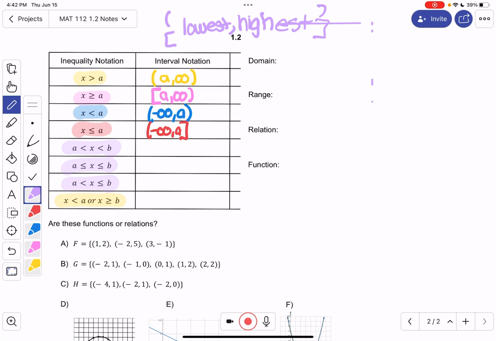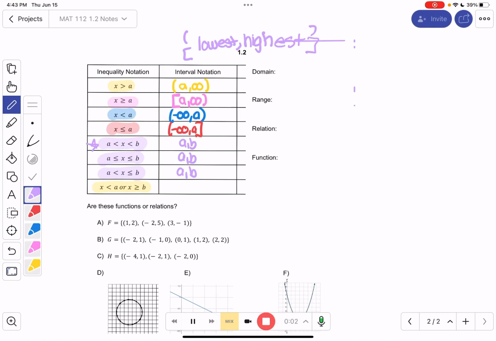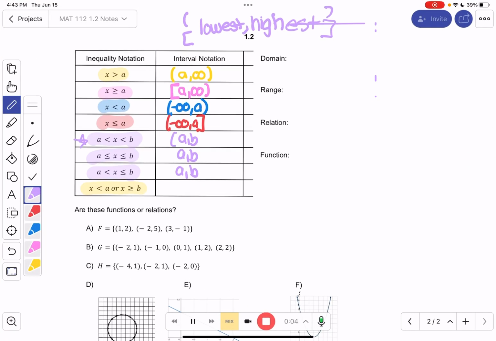Now, when you have two, like the purple ones, you're just going to write a comma b. So all three of those look exactly the same, the lowest and the highest. If it's less than, we put parentheses. If it's less than or equal to, we put a bracket. This one has one of each, so we put both. That's okay.